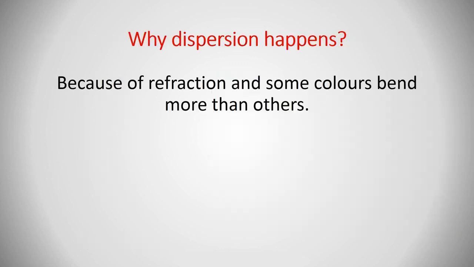Why does dispersion happen? That's a very important question. Because of refraction, and some colors bend more than others. That's the last paragraph in the lesson actually. Is there refraction happening in the prism? Yes. In the water droplet, also in the rainbow, there is refraction, and some colors bend more than others. So which colors bend more than others?